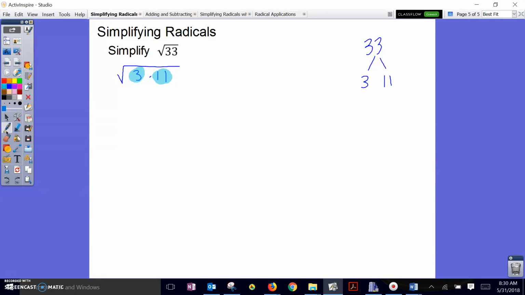And now we're just going to multiply things back together to write the reduced radical form. In this case, the square root of 33 is already in reduced radical form because there aren't any factor pairs when we break it down into its factor tree. And so there's nothing that we can take out of the radical. All right, that concludes our video on simplifying radicals.